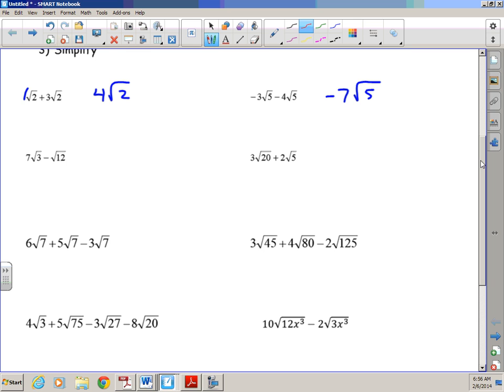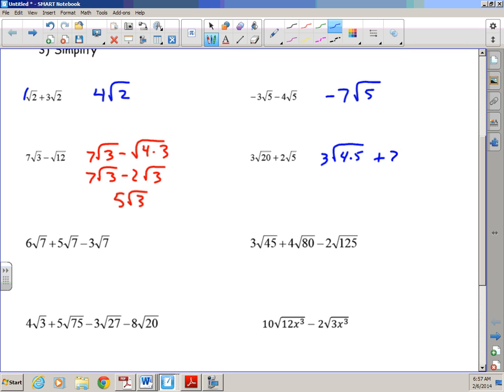Now I have a situation where I don't have like radicals, but as we learned in the prior lesson, we can simplify to get 5 radical 3. Okay? Usually there's a clue on how to simplify because you look at one of the two. If one of the two cannot be simplified, then that's usually what's going to be left over. Otherwise, you wouldn't be able to put them together.